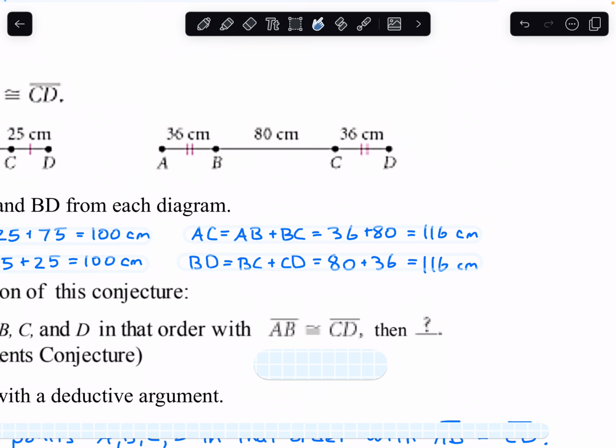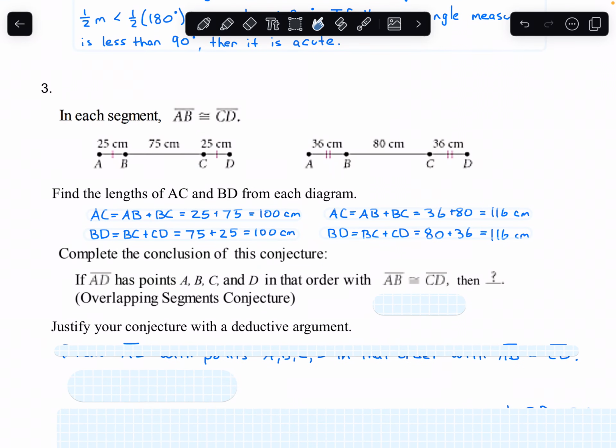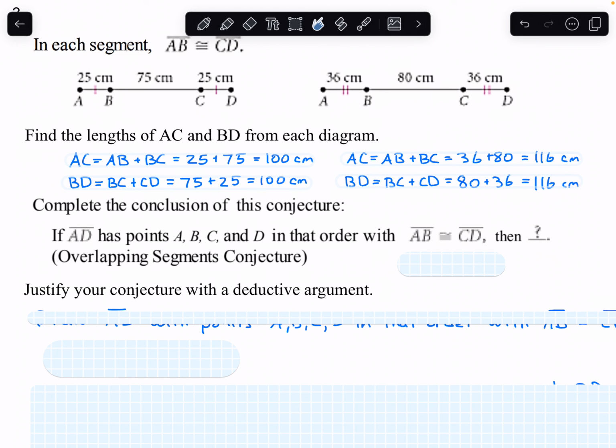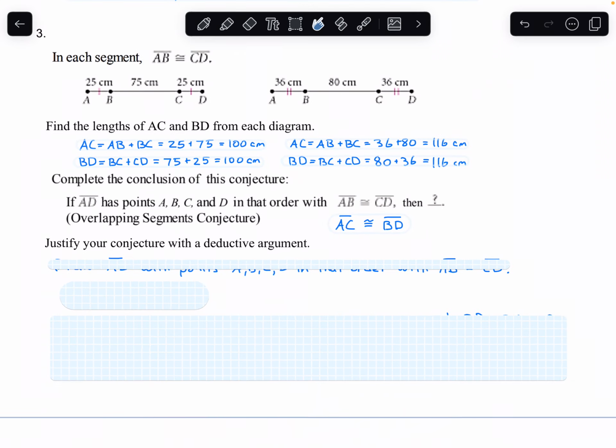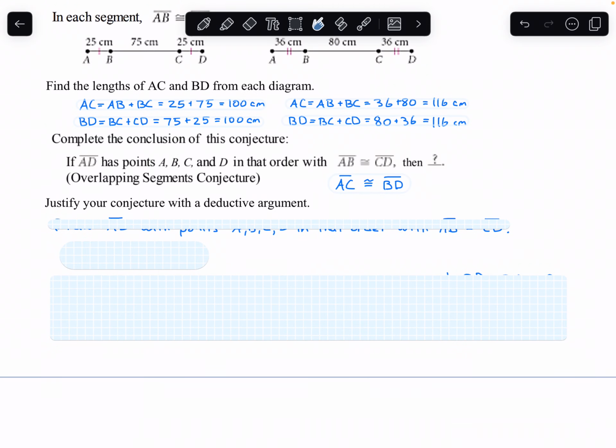I'm starting to see a pattern. So, I predict if any segment AD has points A, B, C, D in that order, and segment AB is congruent to segment CD, then segment AC will be congruent to segment BD. How could I justify that conjecture? With a deductive argument.